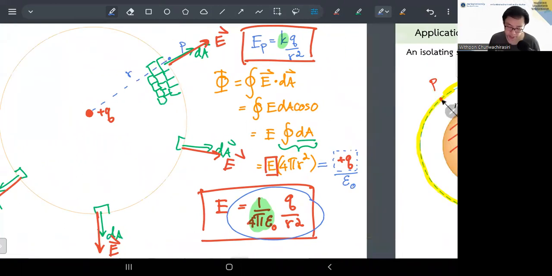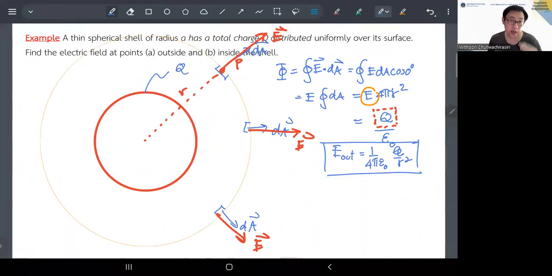So in conclusion, it doesn't really matter. You have a point charge Q or a solid ball Q or a spherical shell Q, as long as you are far away from it. That means you look at it and it looks like a sphere. The electric field that you experience will be in the form of Coulomb's law, KQ over R squared, no matter what. Isn't that cool? All right, so that's kind of nice.